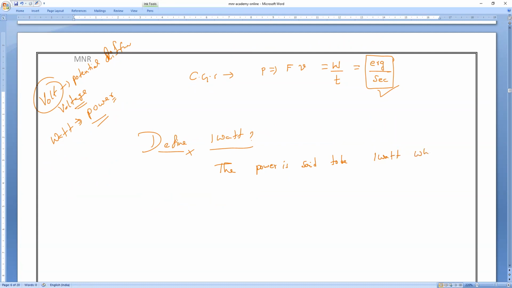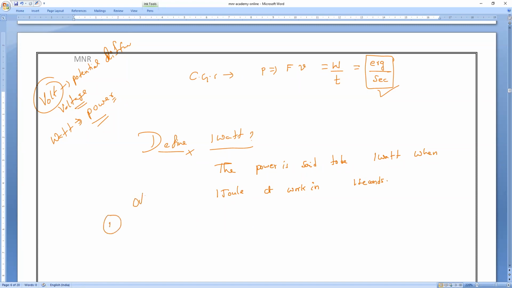when 1 joule of work is done, or energy consumed, in 1 second. So 1 joule of work in 1 second is 1 watt.